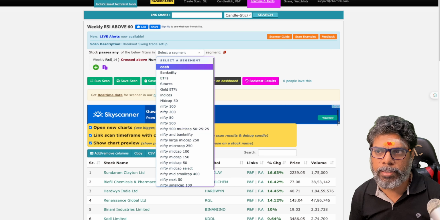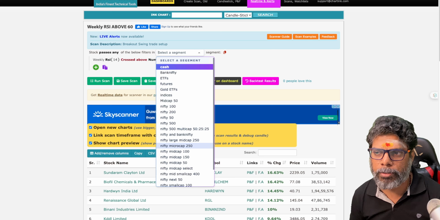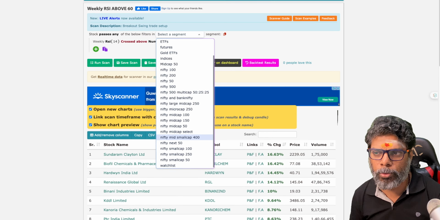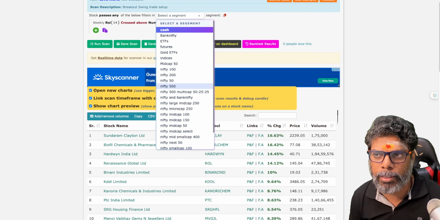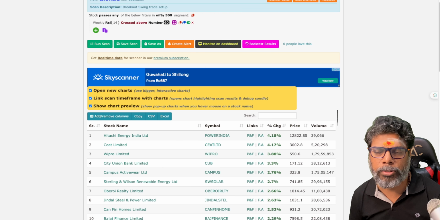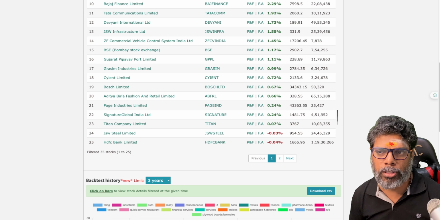Instead of the cash segment, if you want very good stocks, go for something like Nifty 500 or Nifty Mid Cap 400, so that you get more top stocks, as there are 4,000-odd stocks. Let's say Nifty 500, and run the scan. So you get this list of stocks. How many stocks do you have? Page number. See, there are 35 stocks after the filter. Right now it is showing 1 to 25.